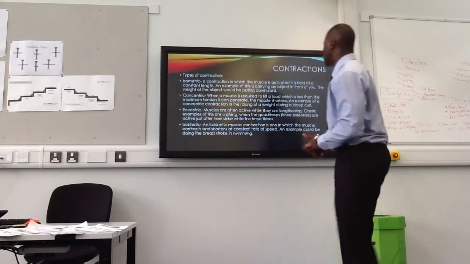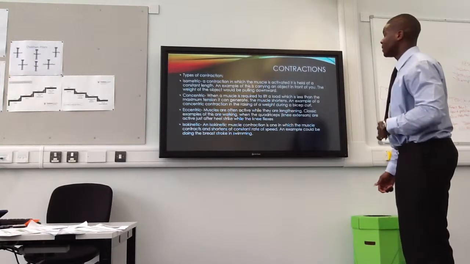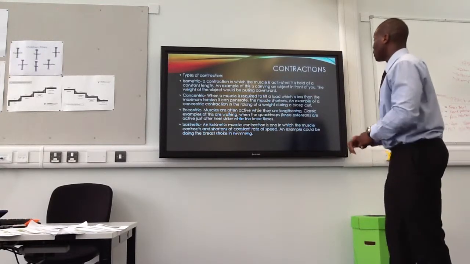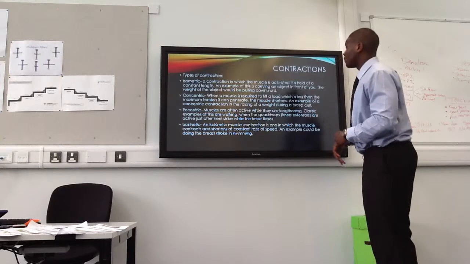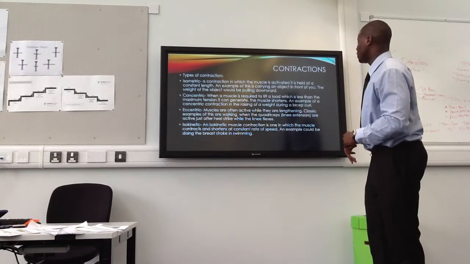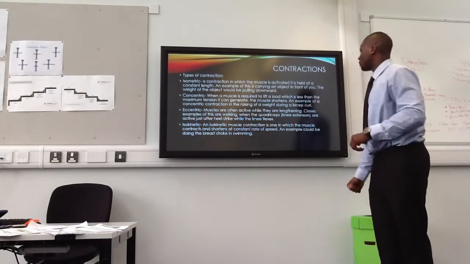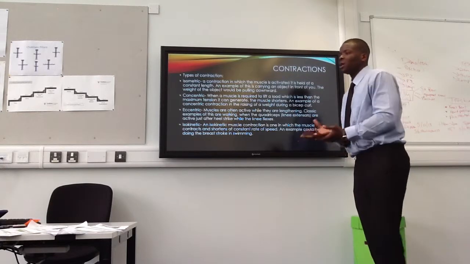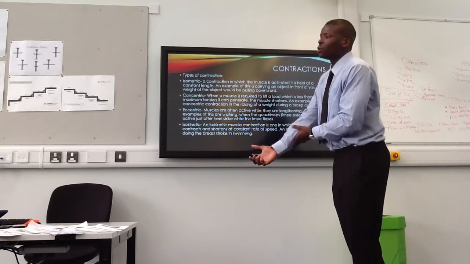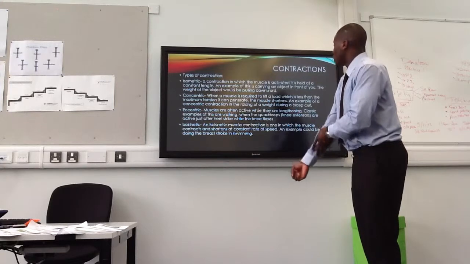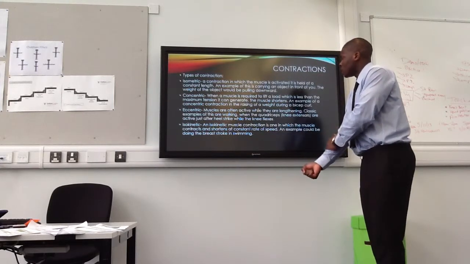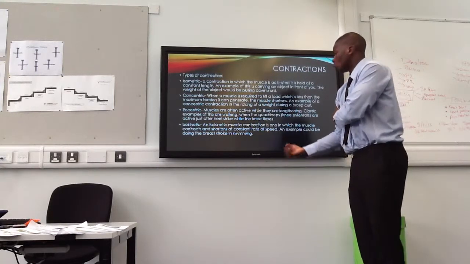Concentric is when a muscle is required to lift a load which is less than the maximum tension it can generate. The muscle shortens. A good example of a concentric contraction is the raising of a weight during a bicep curl. Let's say you're lifting a weight that is not as heavy as you could lift. The muscle is not at the maximum tension that you can generate, so the muscle will shorten when you're lifting it.